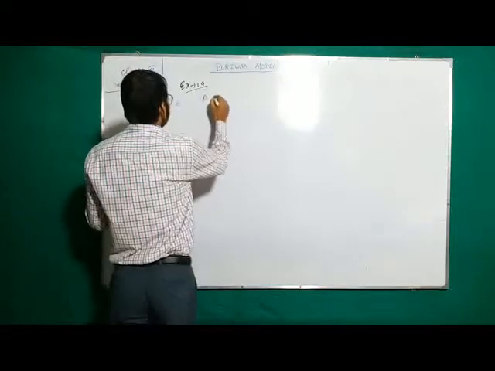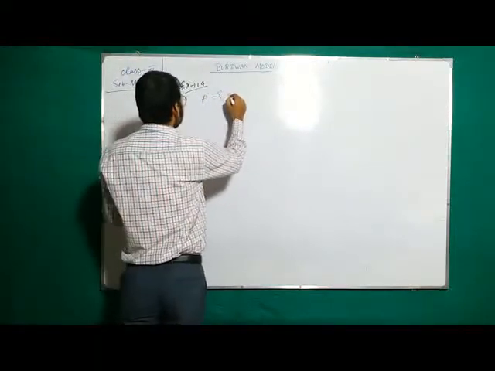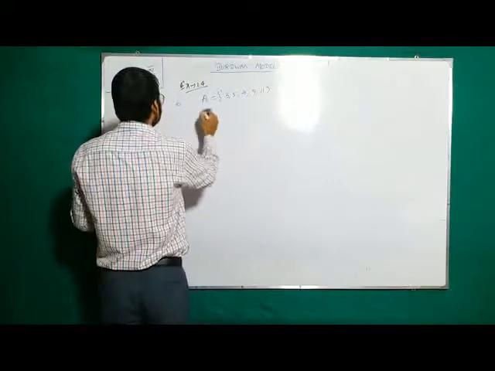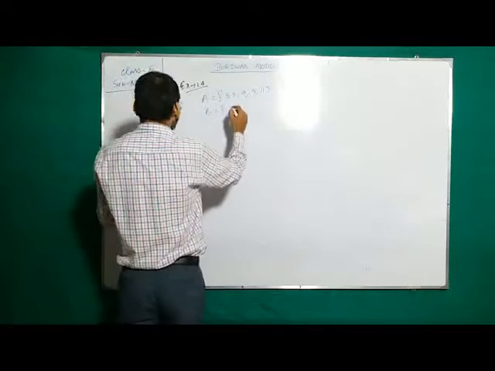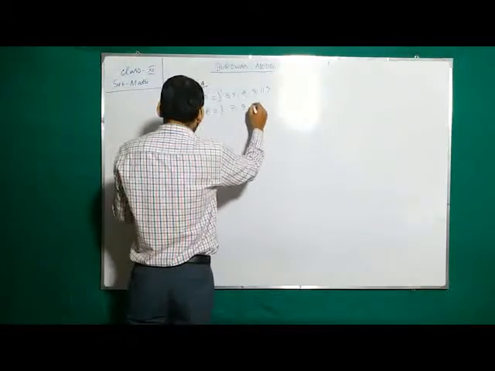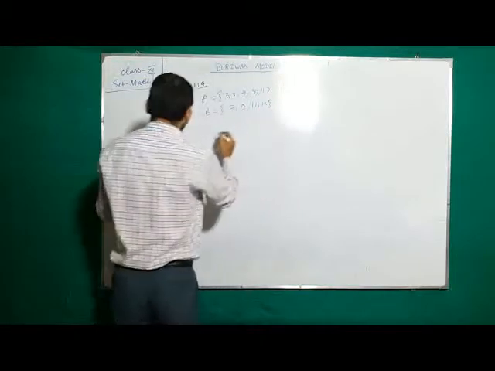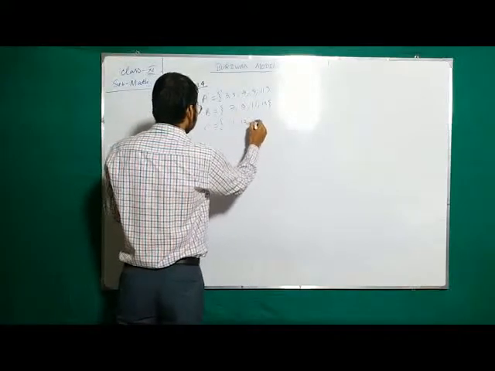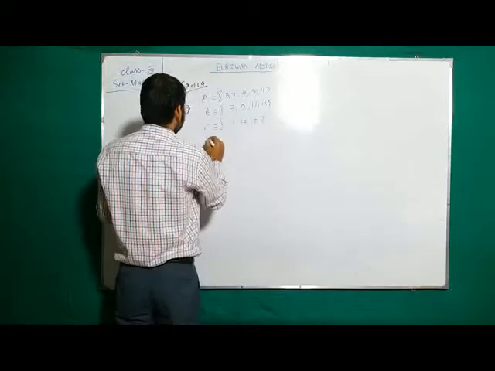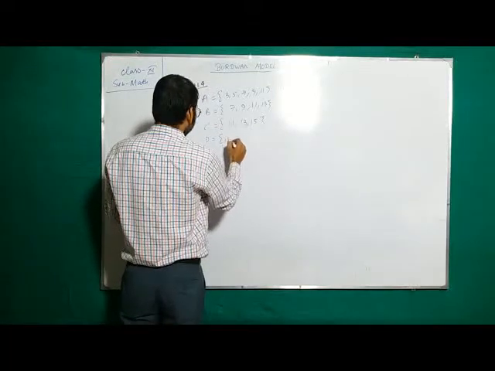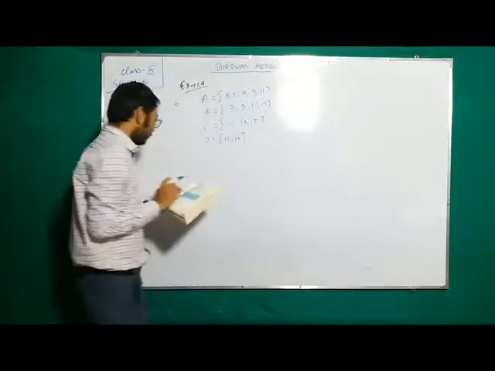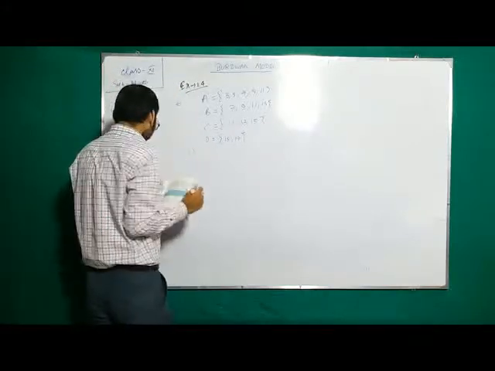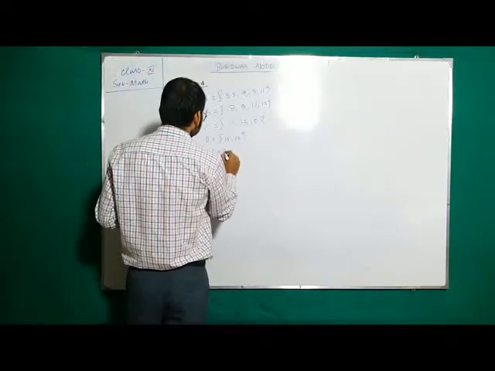Here the set A is given as 3, 5, 7, 9, 11. B is given as 7, 9, 11, 13. C is given as 11, 13, 15. D is given as 15, 17. Now, the first one is asked to find A intersection B.